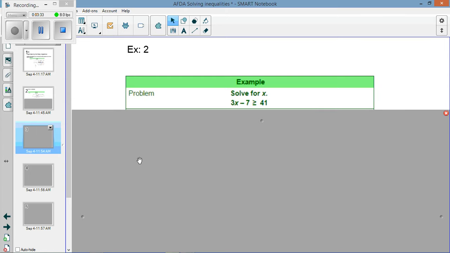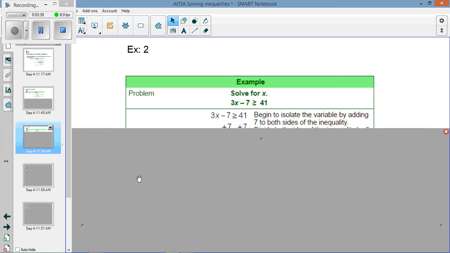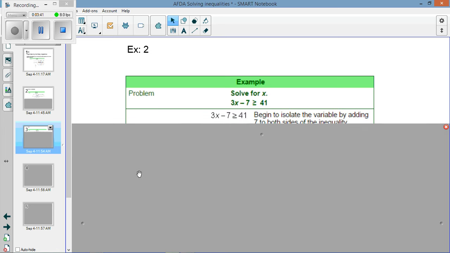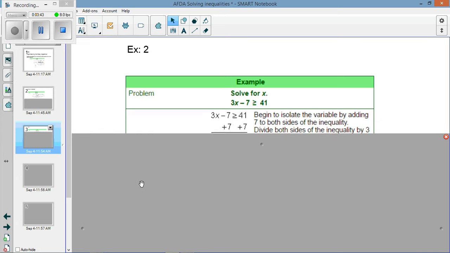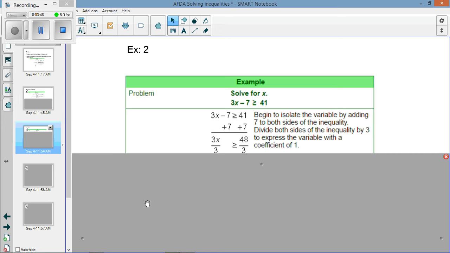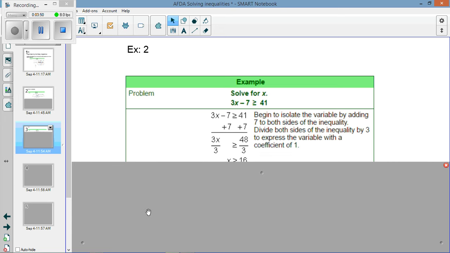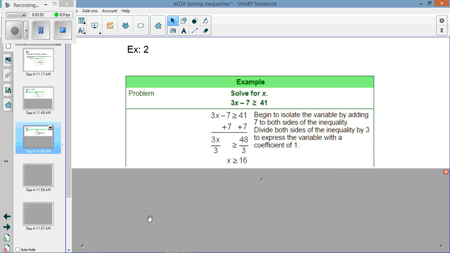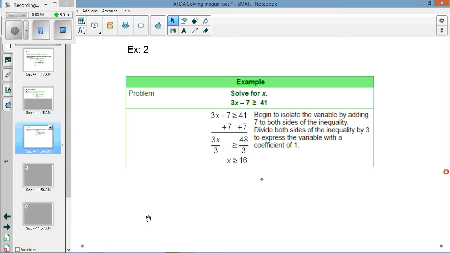So again, another one. This is 3x minus 7 is greater than or equal to 41. So we start off, again, isolating our variable, add 7 to both sides. So 3x is now greater than or equal to 48. We're going to divide by 3. So that x has to be greater than or equal to 16.